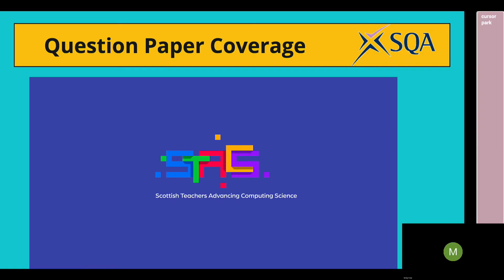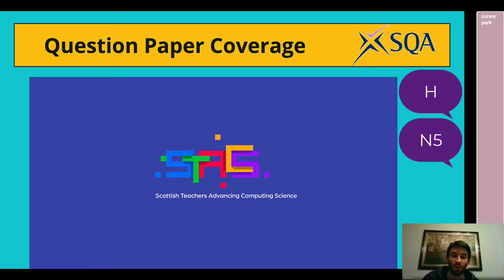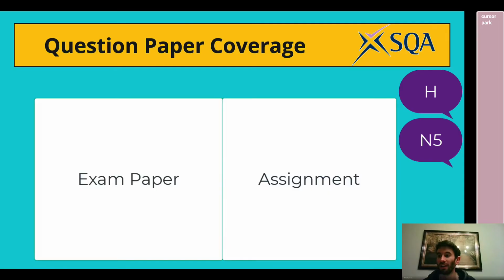Thanks, Colin. Yeah, that's right. I think we should get straight to it. Make a start by looking at what information SQA actually provides about NQ assessments at both Higher and N5 levels. So we're only looking at Higher and N5 because there's a separate Advanced Higher team. At N5 and Higher, we've got the question paper and we've got the assignment. So those are our two things.